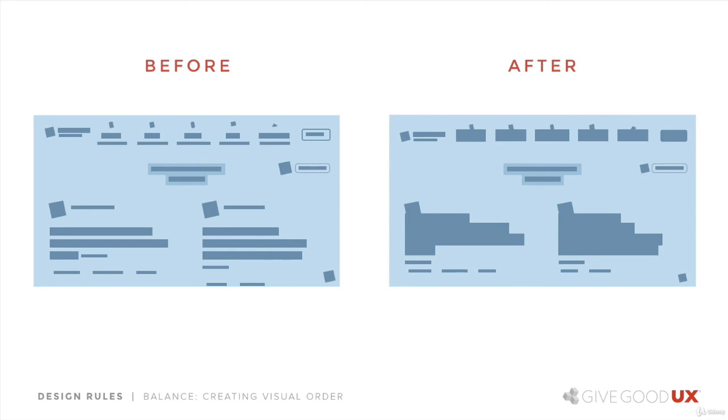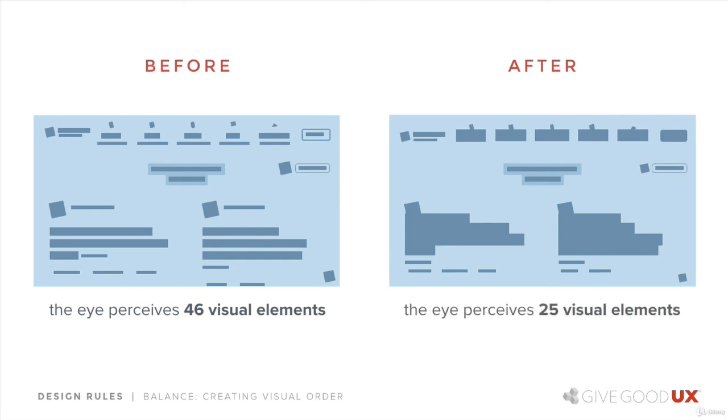On the left, the eye has to dig through and perceive 46 different visual elements. With the quick redesign, it's not really a redesign, but the adjustment on the right, the eye perceives 25 visual elements. A lot less cognitive work, which clarifies the relationships between things. So reducing cognitive effort by improving balance goes a long way in delivering positive user experiences. Again, that's not something anyone is ever going to be able to articulate to you, but it is most certainly there, and you have to watch out for this.